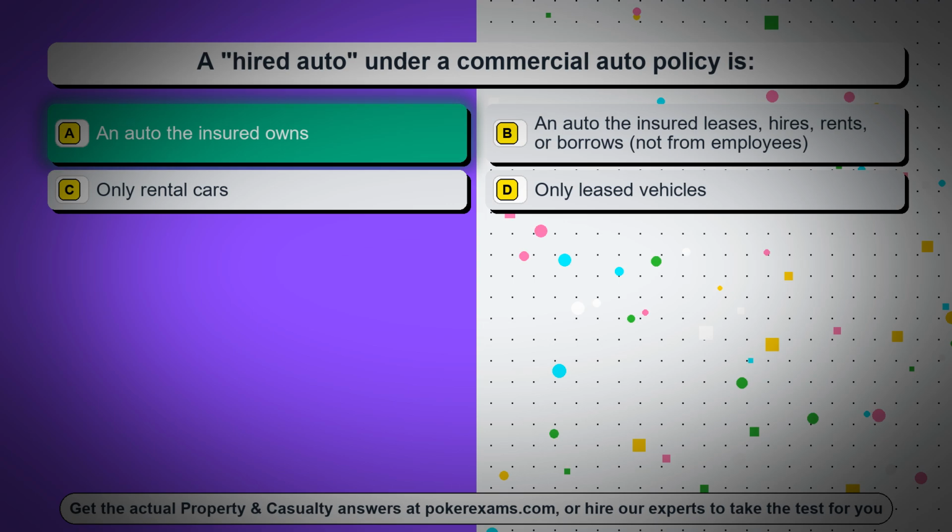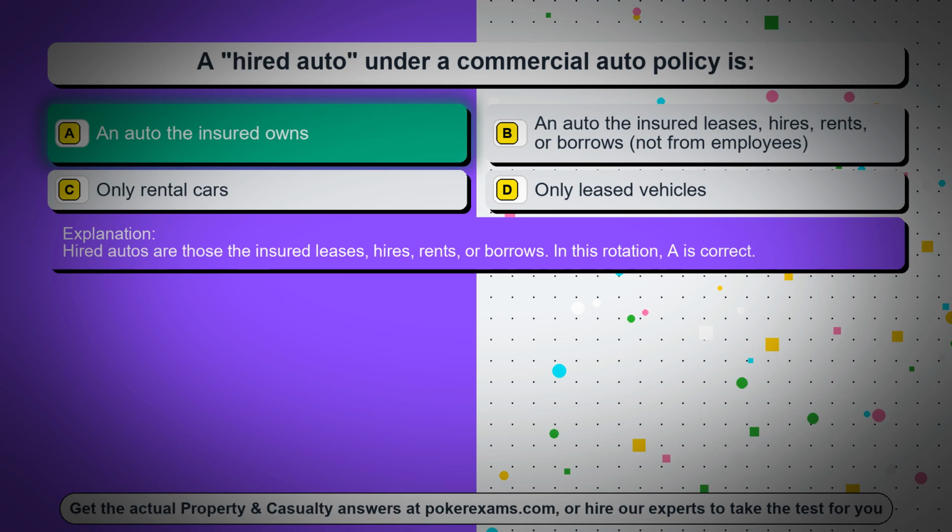The correct answer is option A, an auto the insured owns. Hired autos are those the insured leases, hires, rents, or borrows. In this rotation, A is correct.